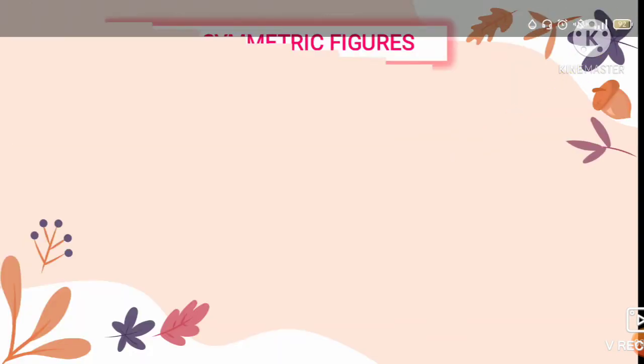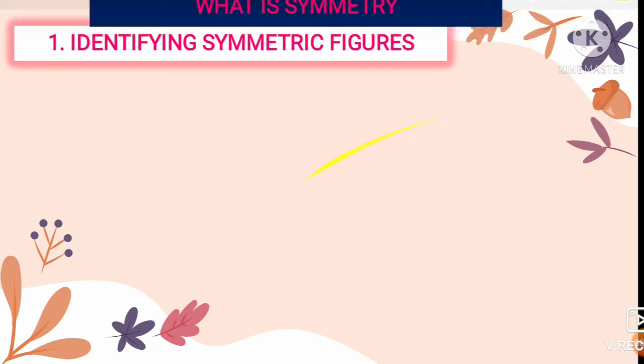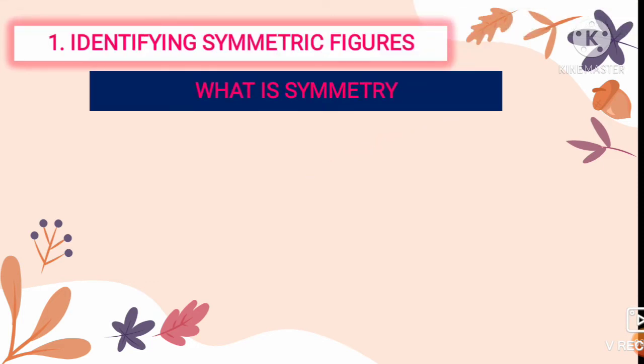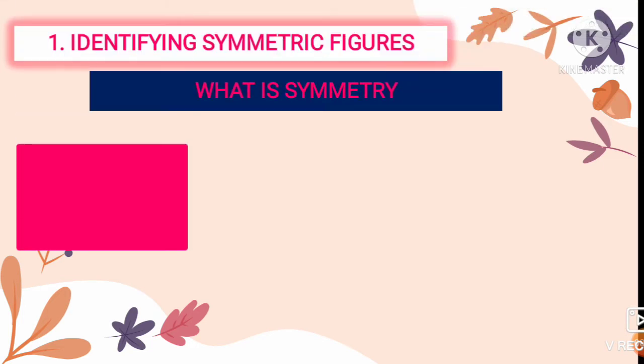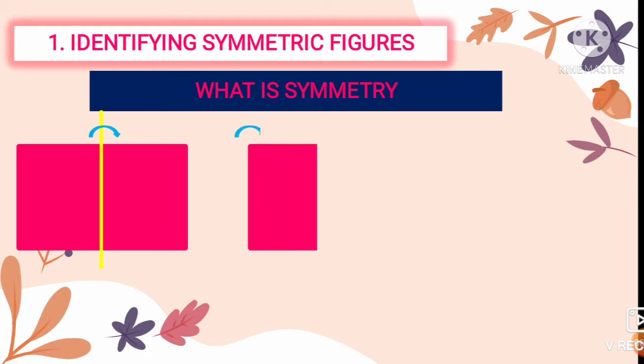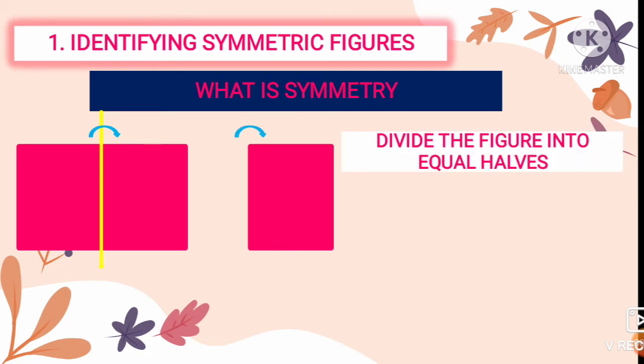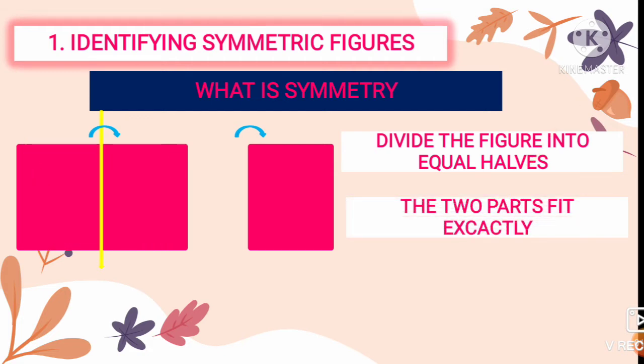Let's start. First, we need to learn what is symmetry. So let's take a look at this rectangle. We put one line in the middle and then we flip into two. It's gonna divide the figure into two equal halves. The two parts can fit exactly. That's what we call symmetry.